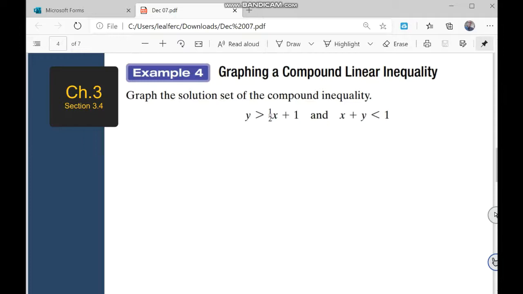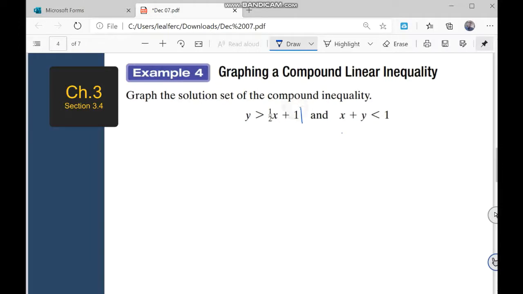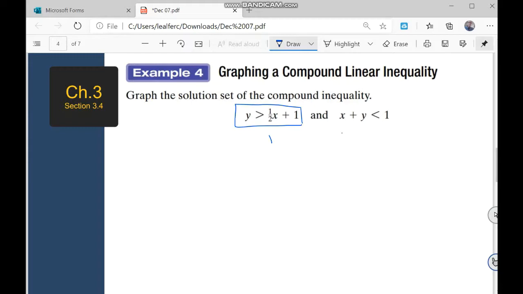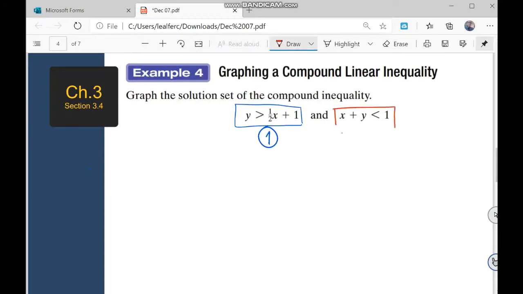So we will work by hand to find the solution for this compound inequality here. The first thing, let's identify the inequalities. Let's say we have this inequality here, and we're going to call this inequality number 1. And the next one, the second, is this here, which we're going to call inequality number 2. Okay?